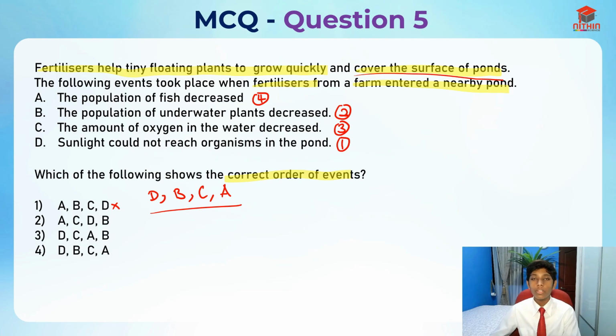Okay. Option 2 is A, C, D, B. This is also wrong. Option 3, D, C, A, B. Okay, this is also wrong. And the last option, D, B, C, A, matches. Okay, so option number 4 is the answer to this question.